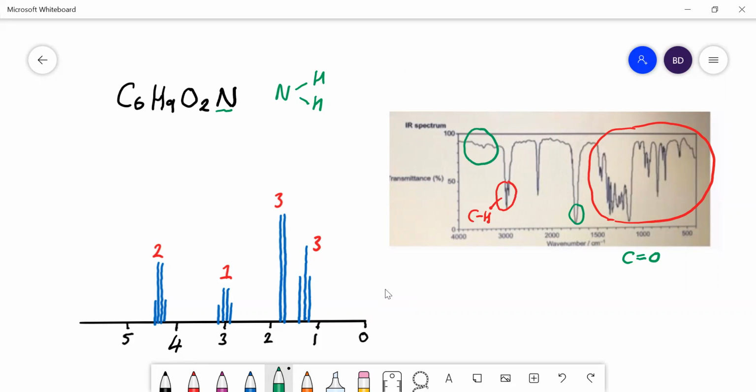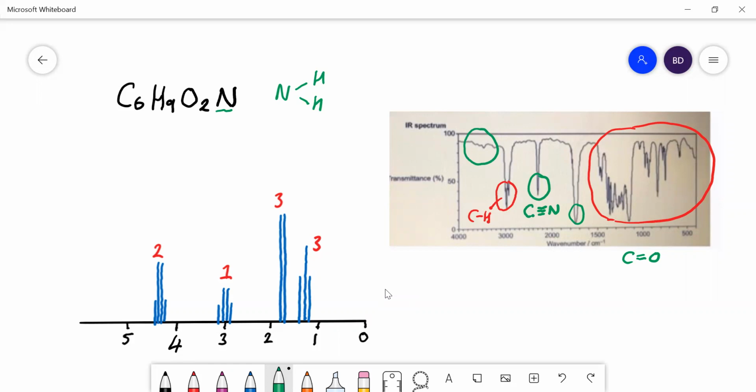And then your eye is drawn to this peak here, at 2200. If you look that up in your infrared chart, you'll see that that is characteristic of a nitrile, or cyanide, C triple bond N. So I'm pretty sure that's where the nitrogen in this molecule is. It's part of the nitrile group, not an amine.